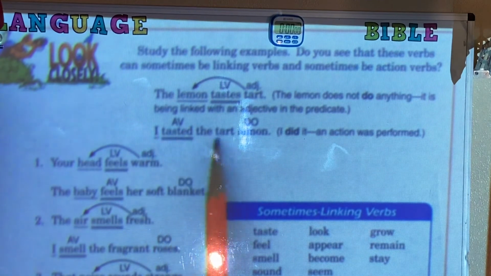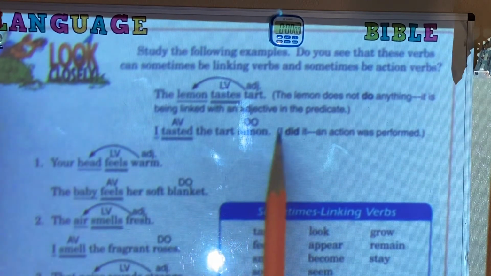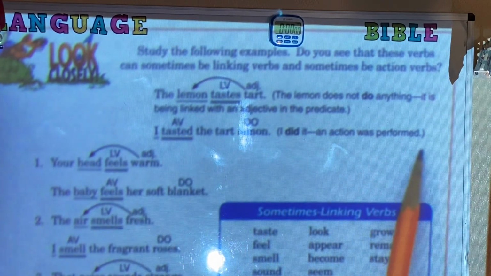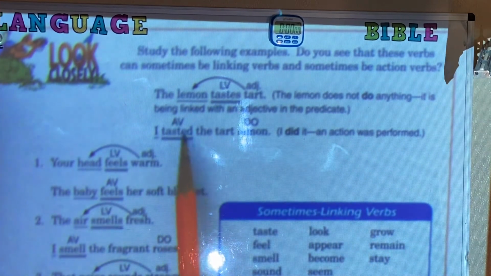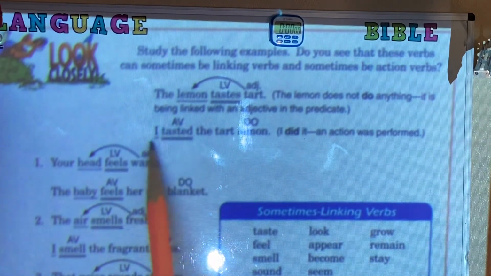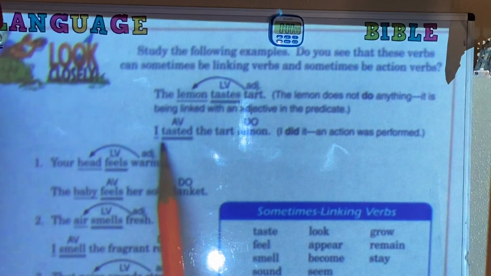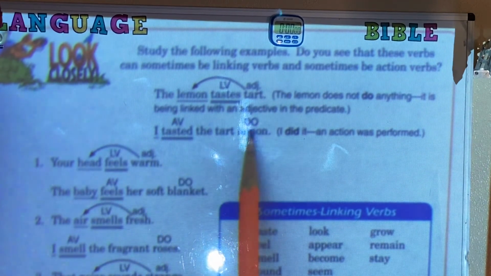I tasted the tart lemon. I did it. An action was performed. So tasted was the action verb. I is the subject. Lemon is the direct object.